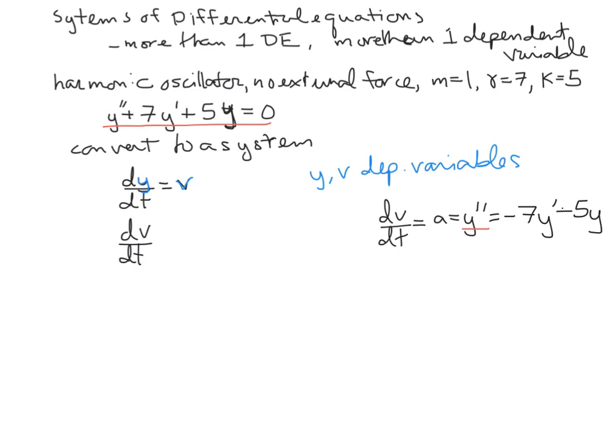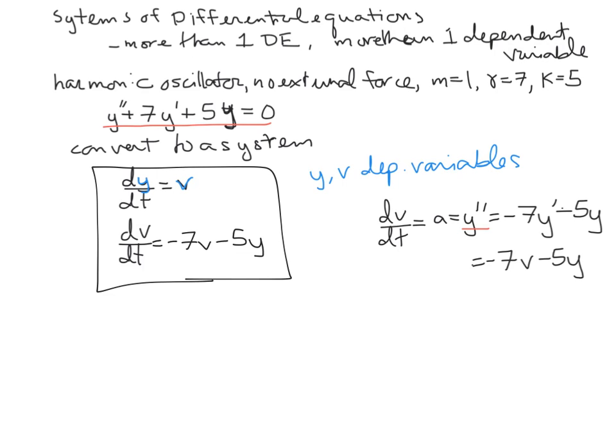Now y is one of our dependent variables, but y prime is not. But we know that we can write y prime, that's the derivative of position, which is velocity. And now I have an equation for the derivative of velocity, dv/dt, in terms of v and y. So that equation is going to go right here, negative 7v minus 5y, and there's our system of differential equations. So that system is just a different representation of the exact same equation that we had before.